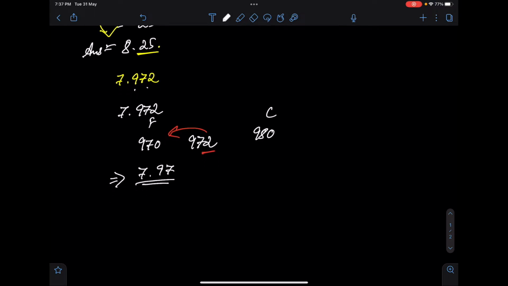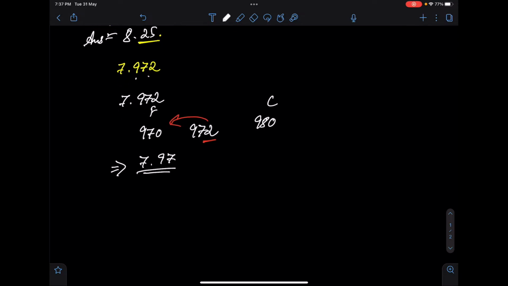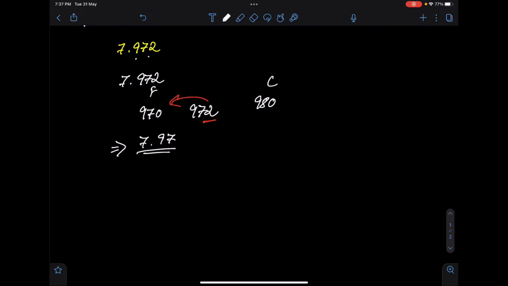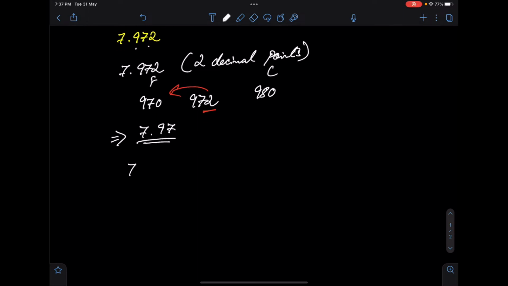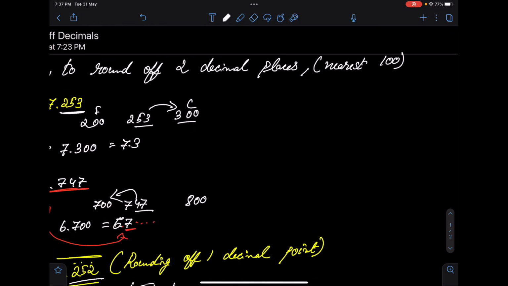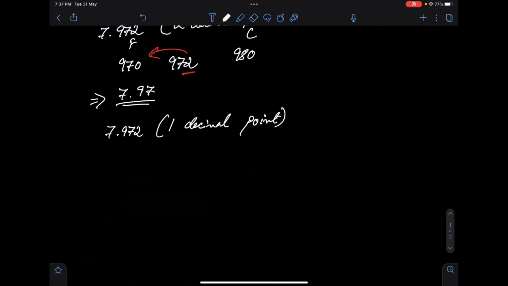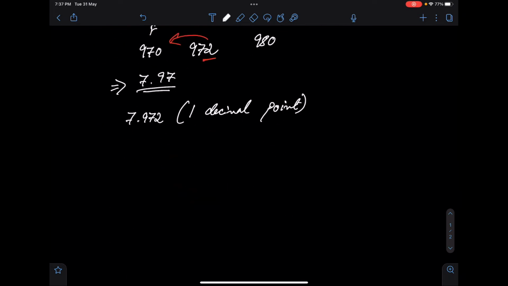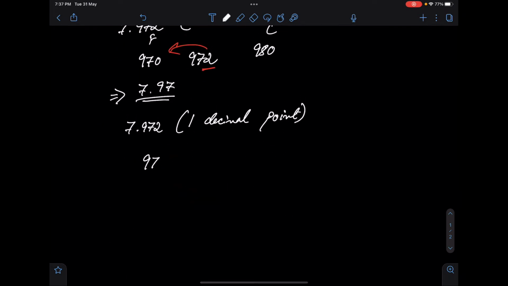Let me just write it down on this side, two decimal points. And the same thing, we're going to be scaling it down to two decimal points. That means nearest 100th. Last one was nearest 10th. This one is nearest 100th. Check here, 972. 9 stays as 9, and 9 becomes 10 on the other side. So where does this one go? Here is the tricky question.